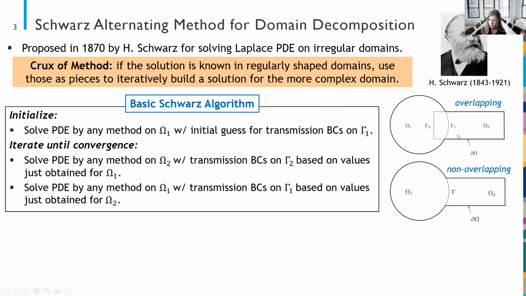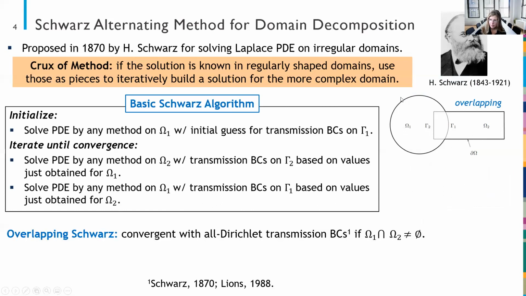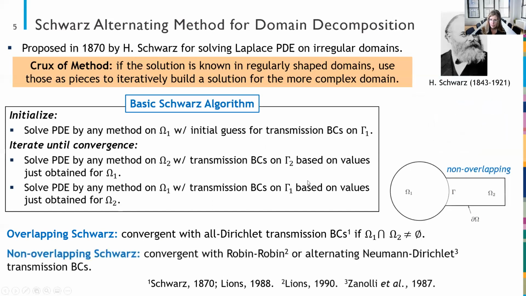Now you'll notice I have an overlapping and a non-overlapping domain shown here, and it turns out that depending on which of these cases you have, you need different kinds of transmission conditions. For the overlapping case, Dirichlet conditions will give you a convergent solution, as shown by several authors cited here. For the non-overlapping case, you need either Robin or alternating Neumann-Dirichlet conditions to get a convergent method.